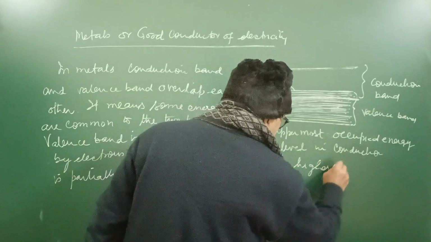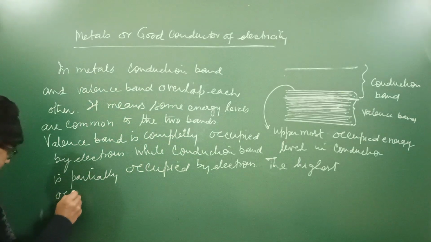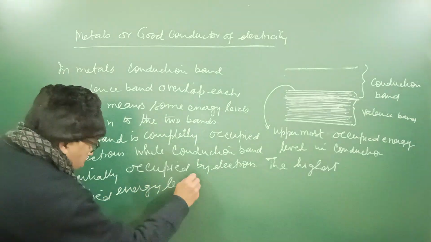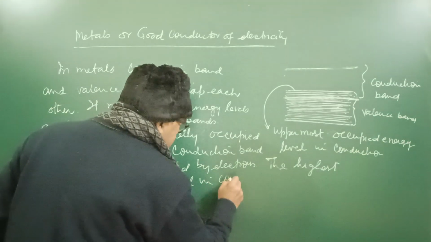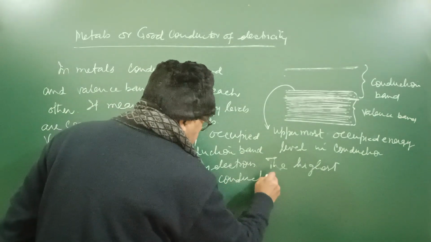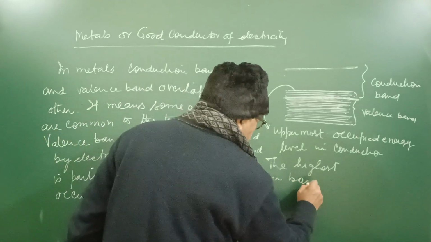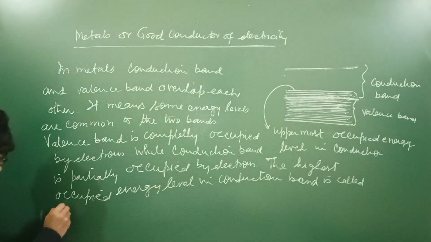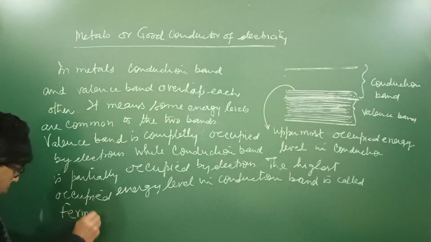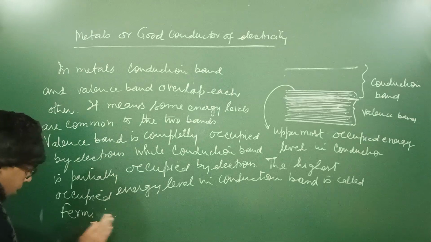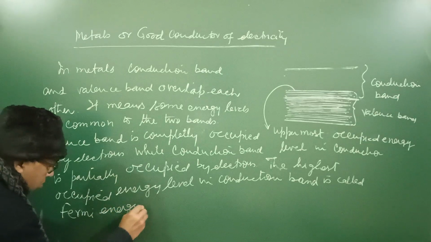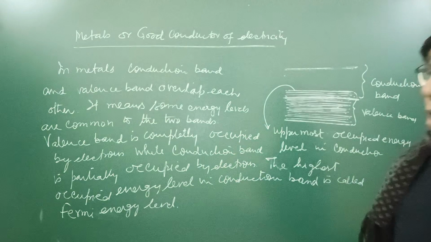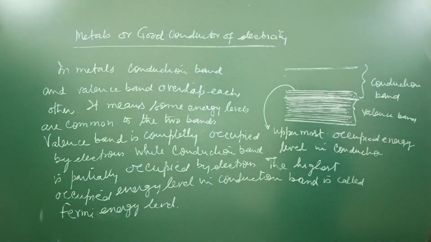The highest occupied energy level in the conduction band is called the Fermi energy level. Once this was asked in the board exam: what is Fermi energy level? Now, then how? What is your aim?